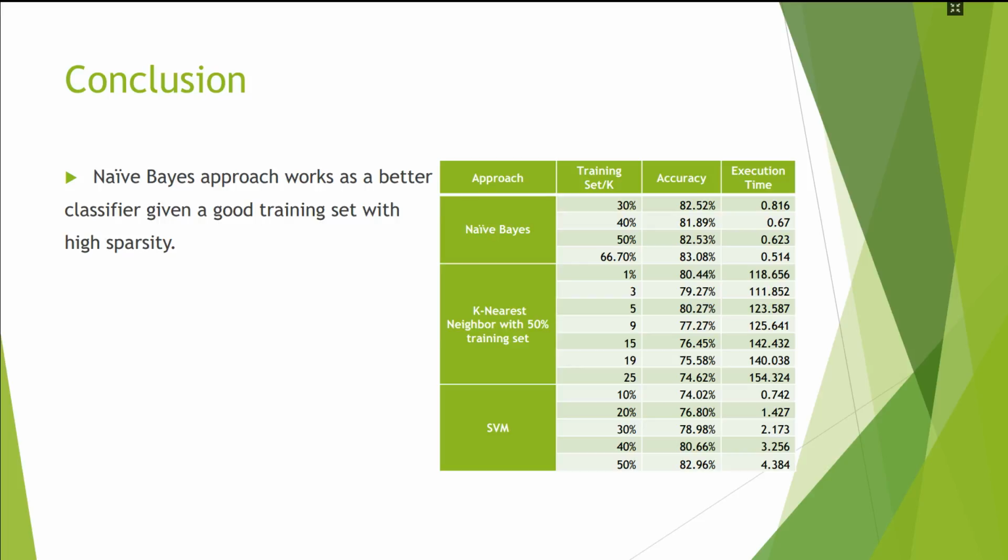Then in the conclusion, we'll compare naive Bayes, k-nearest neighbor, and the SVM. By comparing these three, we can conclude that the naive Bayes approach is more accurate and faster too. SVM could be accurate with an increasing training set, but the execution time seriously is very high. So these are the references.